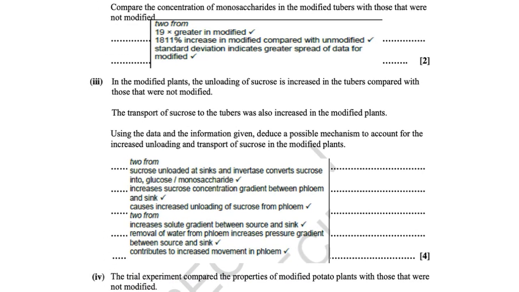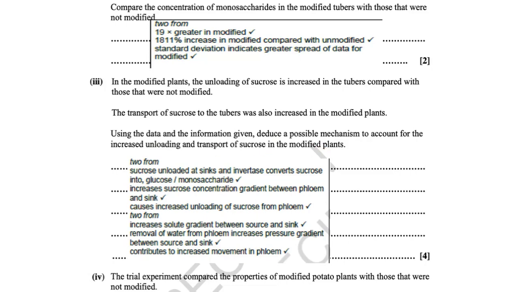Then it leads on to: in the modified plants, the unloading of the sucrose is increased in the tubers compared to those which are not modified. Transport of sucrose to the tubers was also increased in the modified plants. Using the data and the information given, so you must refer to the data given in the experiment, deduce a possible mechanism to account for the increased unloading and transport of sucrose in the modified plants.